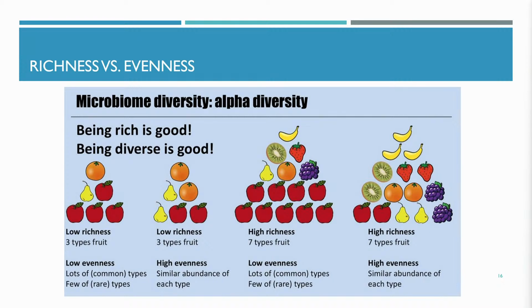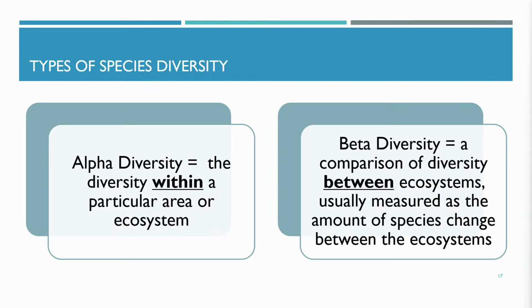Any questions on this? So this is all called alpha diversity because technically we're at the first level of measuring diversity, and what that means is here we're talking about a fruit bowl. So just think of it in terms of a microbial community. If you're just measuring what's in one person's microbial community, looking at just one individual's gut, this is called alpha diversity. But there are two different types of species diversity. There's alpha diversity and beta diversity.